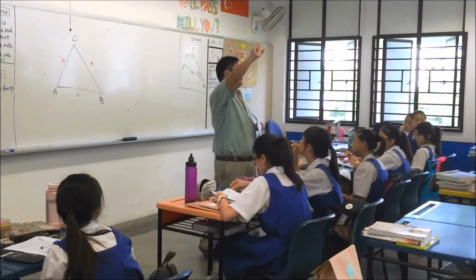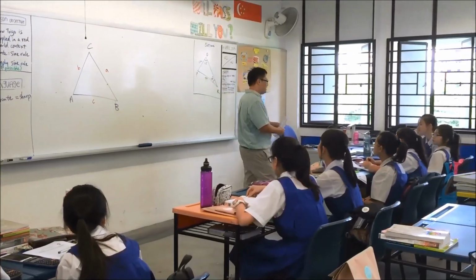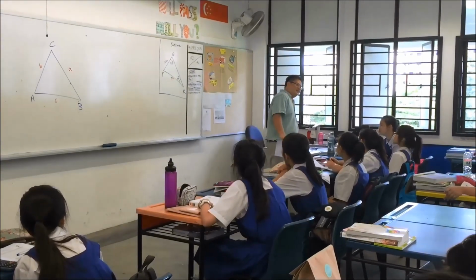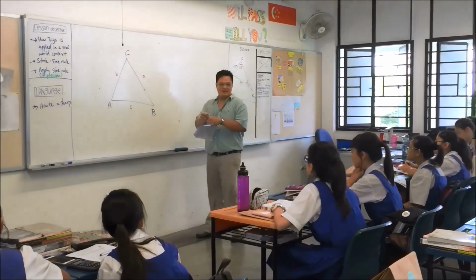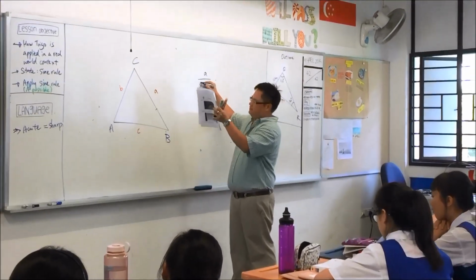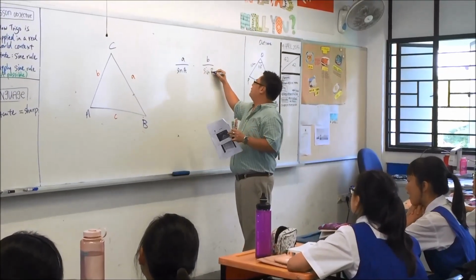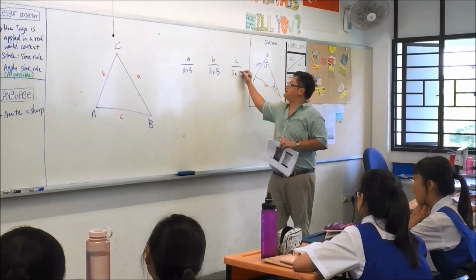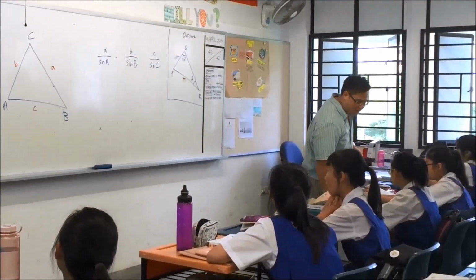Arvin, look here. I walked around, one observation that I had. I kept mentioning the word equilateral triangle. The boxes that you have, you have your a over sine A. You have your b over sine B. And then you have c over sine C. How many of you did equilateral triangle? Raise your hand.